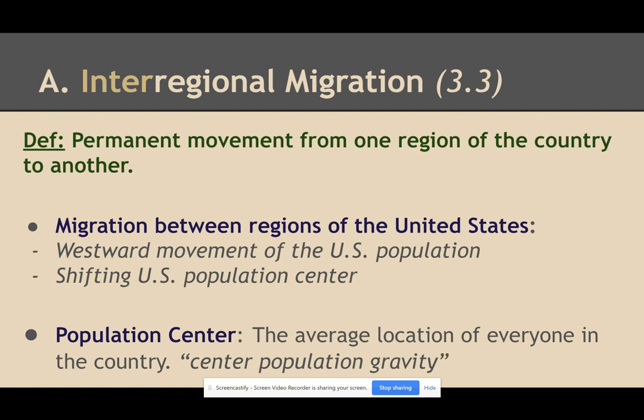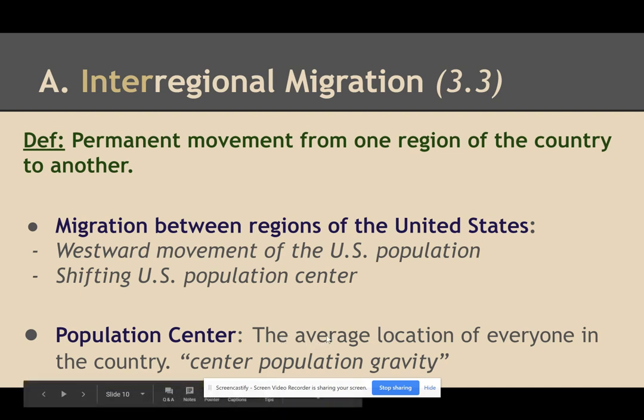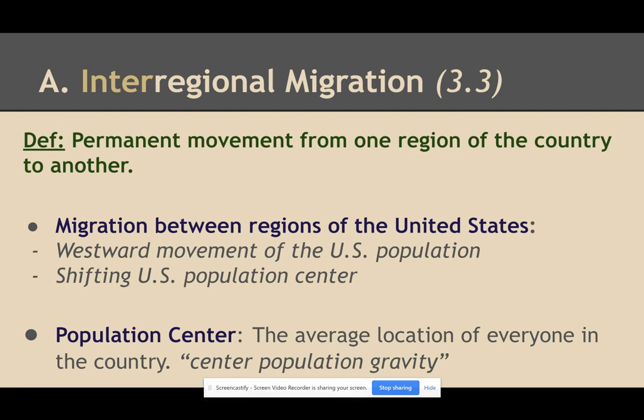Also be aware that there are things called population centers, which is the average location of everyone in the country. You guys could probably think to yourself, what are population centers? Well, probably New York, probably LA, probably Atlanta are three examples for sure of population centers. So just to be clear, moving from one region to another is interregional.